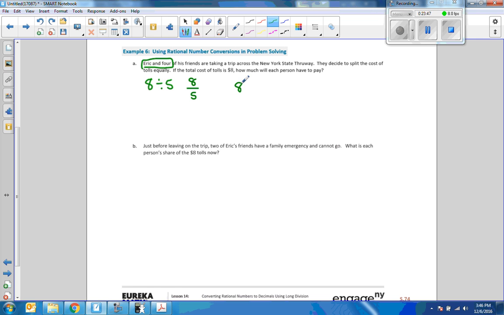So I'm going to take 8 divided by 5. 1 times 5 is 5. Subtract, 3. Bring down the 0. 6 times 5 is 30. Subtract. I have a remainder of 0. I am done. But money is always out 2 decimal places, so make that a 0. Each person is going to pay $1.60.